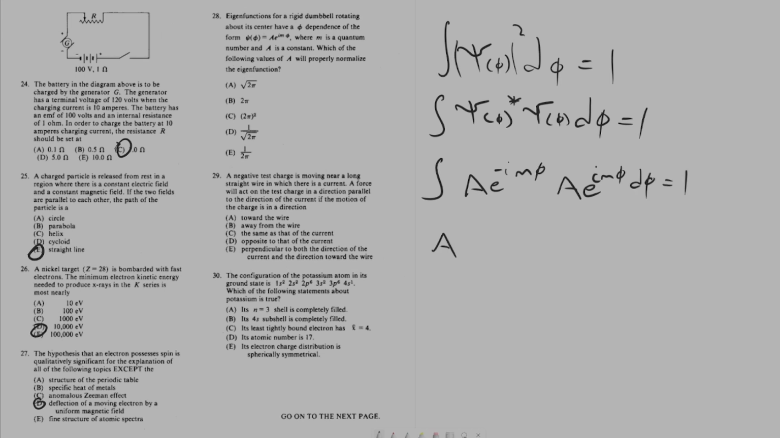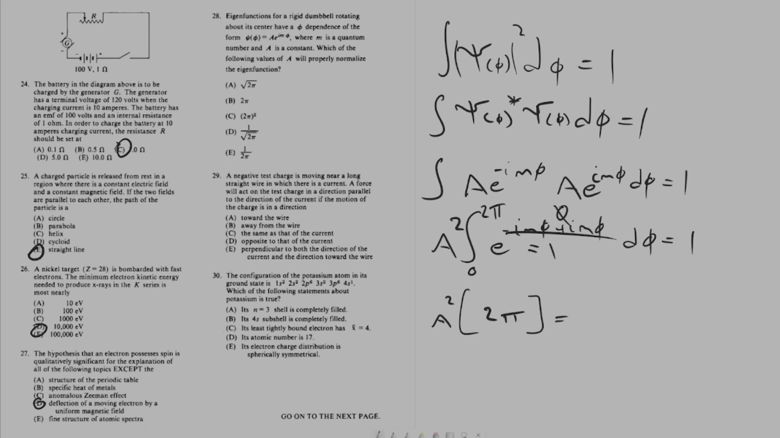Doing some mathemagic, I get a squared e^(-i m phi + i m phi) d phi equals 1. Those are going to cancel out to 0. And sorry, this is going to be from 0 to 2 pi. I have a squared times, that'll just go to 1. So I'll have the integral from 0 to 2 pi of 1, so it would just be 2 pi, equals 1. a is going to be 1 over root 2 pi, which is answer D again.